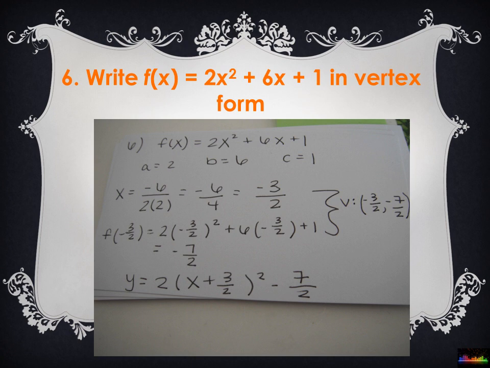Our vertex form is given to you on the EOCT. It is f of x equals a times x minus h squared plus k. So you get 2 times x plus 3 over 2 squared minus 7 over 2. The reason we get an addition sign in our parentheses is because we will end up with minus h. So minus a negative h value is the same as adding.